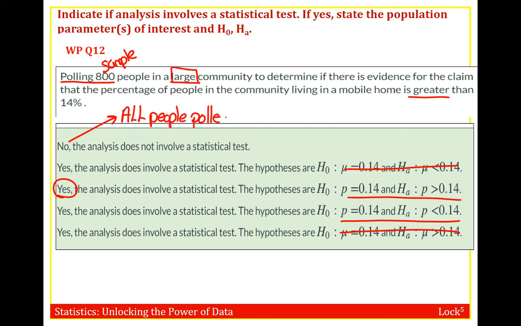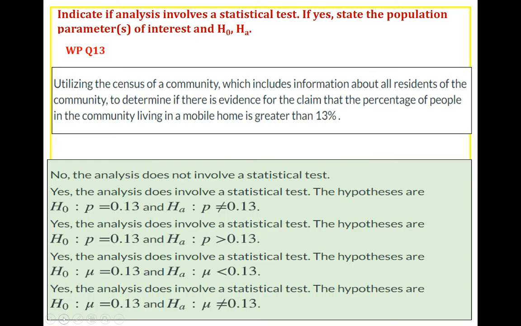Wiley does sometimes add that word "all" in there, and you have to be careful of that, okay? If it says "all," then it's not a statistical test because you asked everybody in the community. Here you go, I guess I got my answer: utilizing the census of a community, which includes the information about all residents. See it right there? That's what I was looking for in the last one. The minute you see "all residents," you don't have a statistical test, because you just went and asked everybody. You don't need to do a statistical test. You know the answer because everybody answered it.